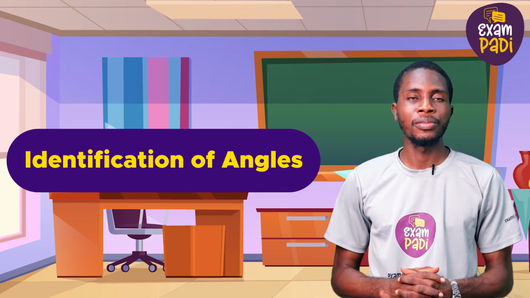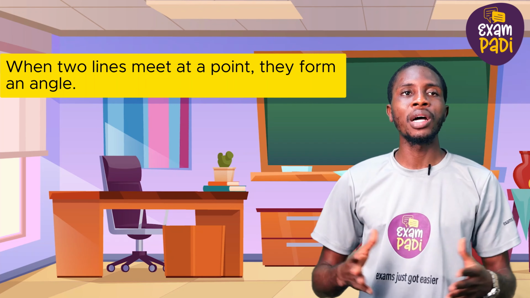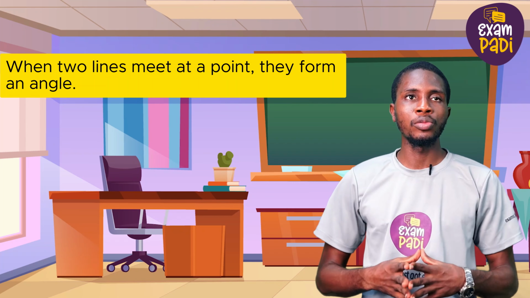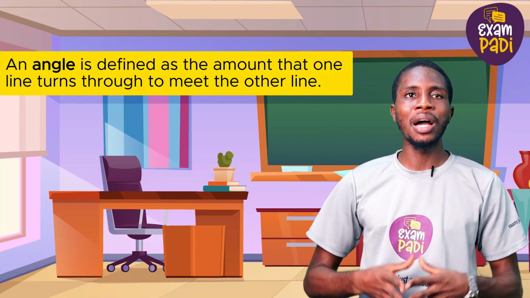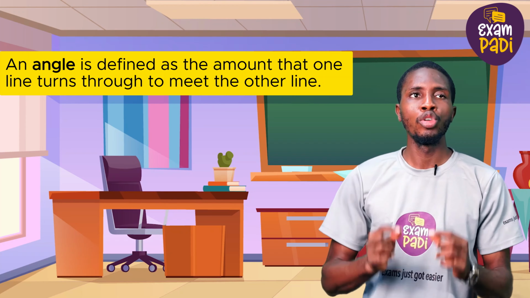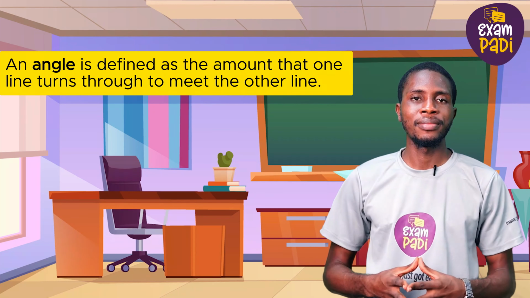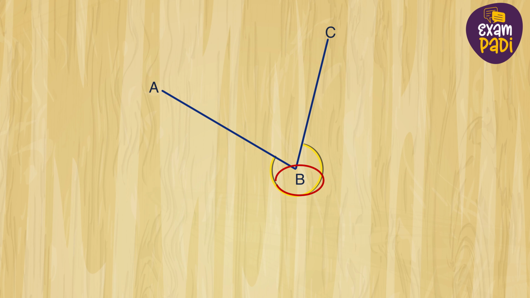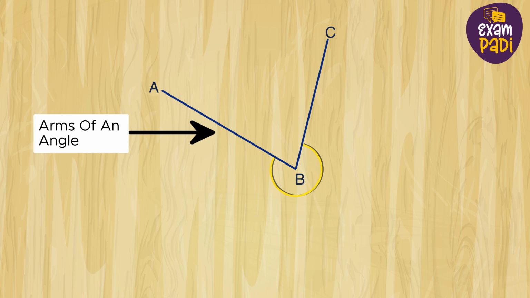Identification of angles. When two lines meet at a point, they form an angle. An angle is defined as the amount that one line turns through to meet the other line. The point B, where the two lines AB and CB meet, is called the vertex. Lines AB and BC are called the arms of the angle.